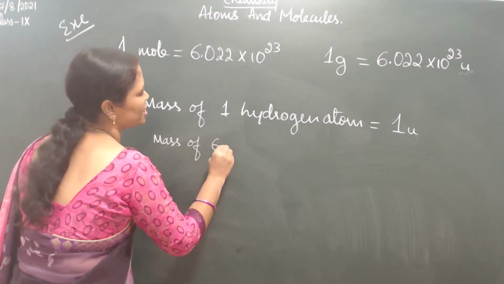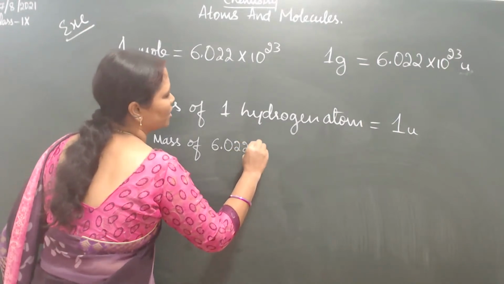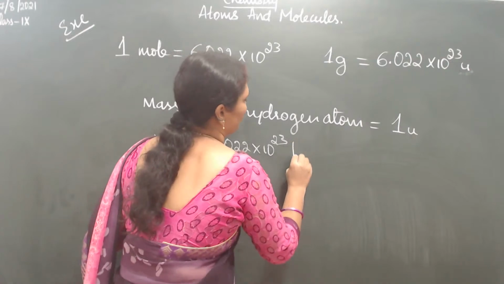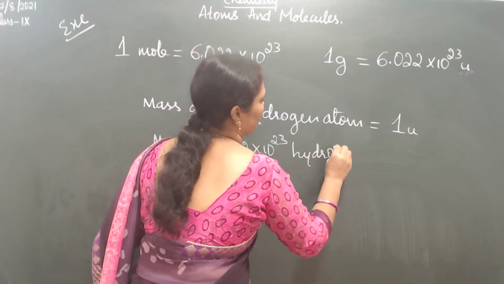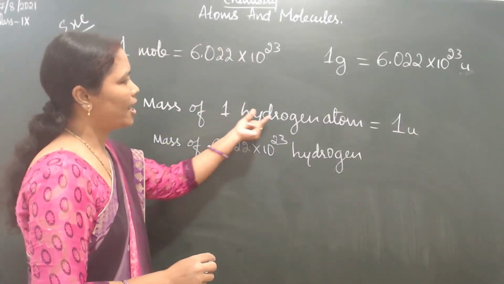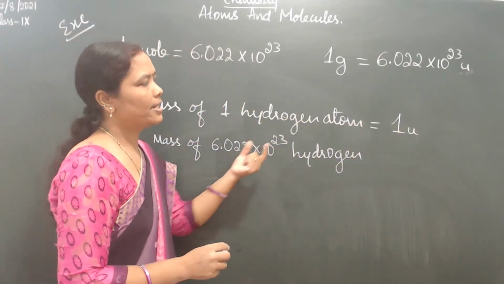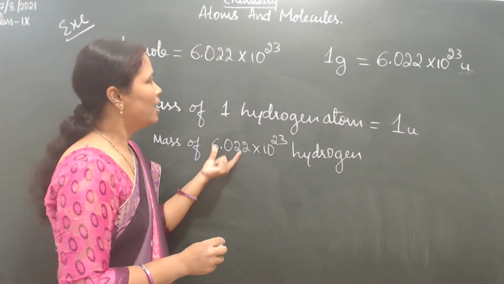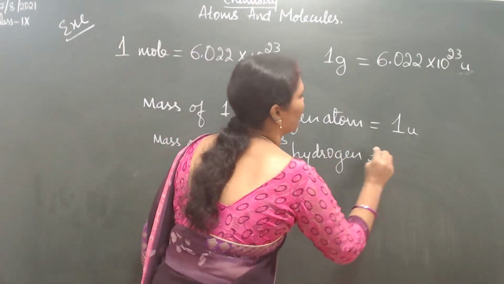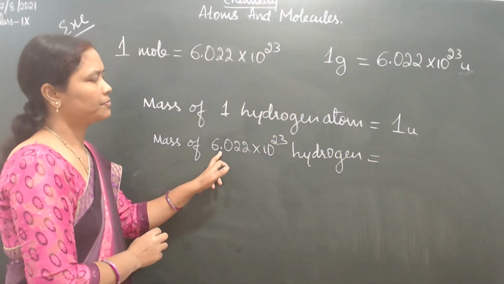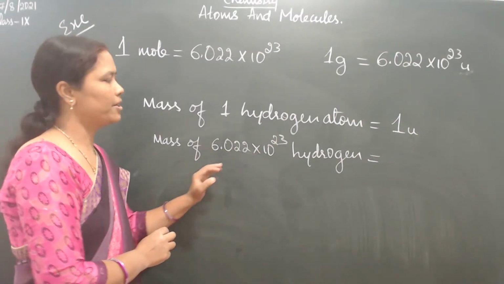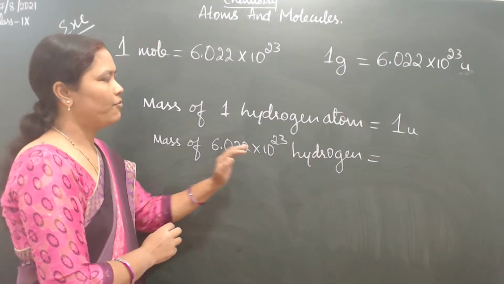Now the mass of 6.022 × 10^23 hydrogen atoms: in one hydrogen atom, we measure it as one unified mass, but for this number, that is in 1 mole, what do we write here? Here, 6.022 × 10^23.